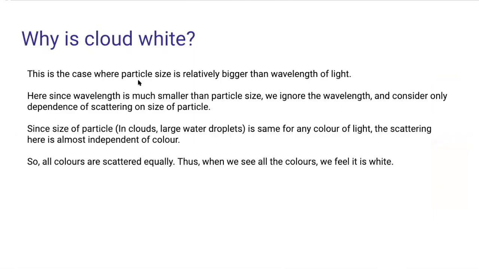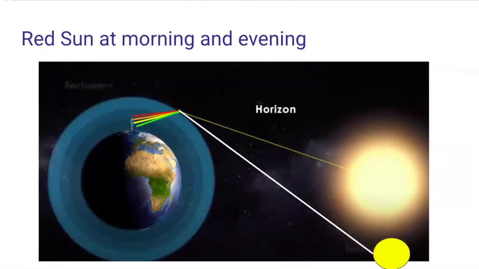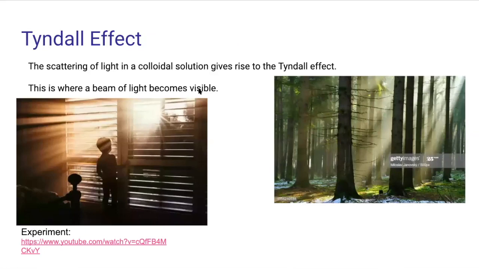Now, in clouds, we had particle sizes much bigger than the wavelength of light. And in the atmosphere, that is in the air, we had particle sizes much smaller than the wavelength. But what happens if the wavelength and the particle size are the same? The particles in a colloidal solution have almost the same size as the wavelength of light. Here, the light beam becomes visible.